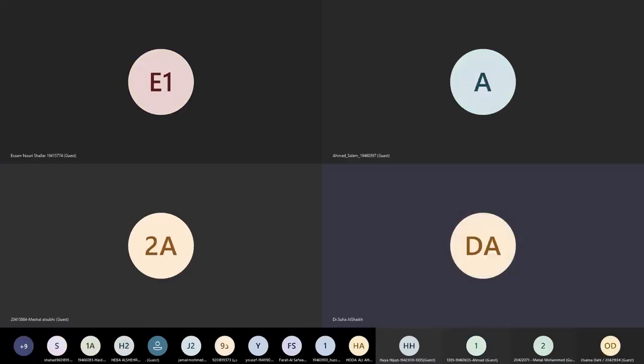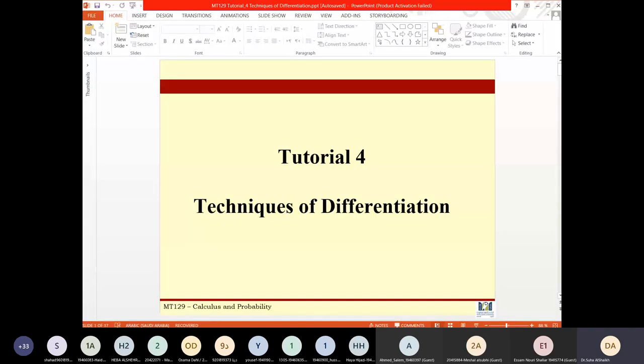So today's tutorial is very short. It's just 17 slides, as you can see. In this tutorial, we know now the derivative. We know how to find the derivative. We know what the applications of the derivative are. Now we will talk about techniques for finding the derivative, more techniques to find the derivative for more complicated functions, we mean.